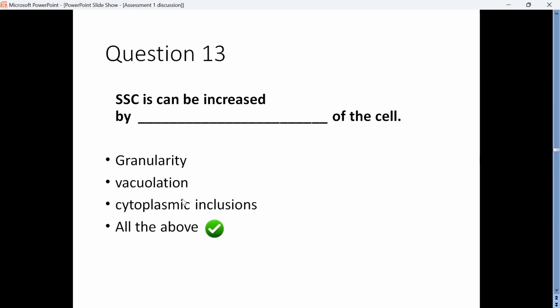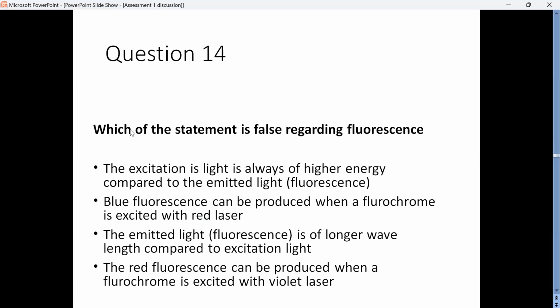Next question. Question number 14. Any doubts till now? No doubts. Okay. Which of the statements is false regarding fluorescence?